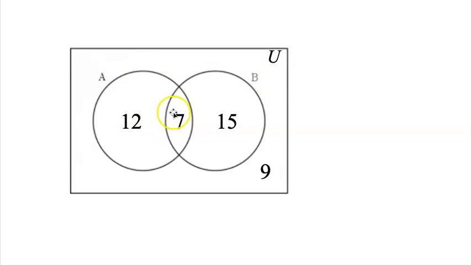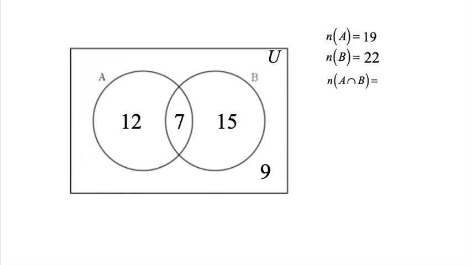So these two regions make up set A, these two regions make up set B, these four regions make up the universal set. So I ask, what are the number of elements in set A? Well, there's 12 in this region, 7 in that region, for a total of 19 are in set A. How about set B? B consists of these two regions, 15 and 7, which would give us 22.